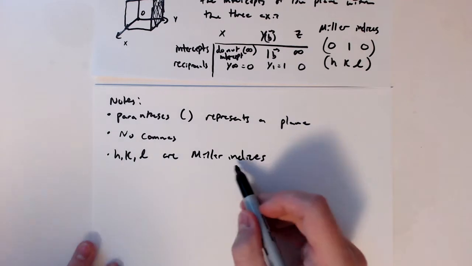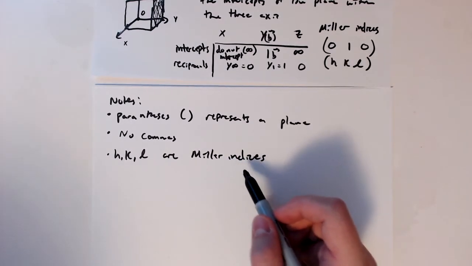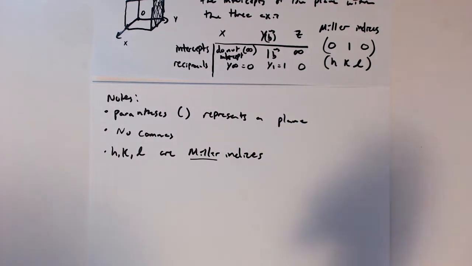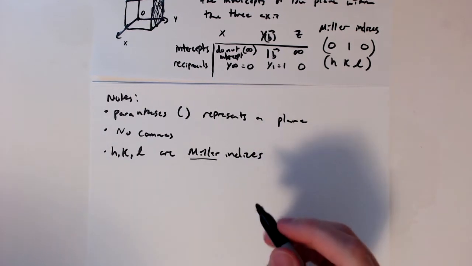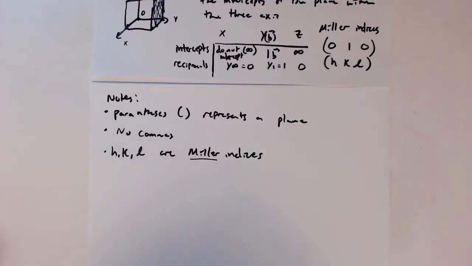So we called the indices for directions just indices. We add Miller when we're talking about a plane. So it's basically a scientist that worked on planes, and so we give that person some credit, and that's why we call them Miller indices. So if you just hear Miller indices, you're thinking planes.